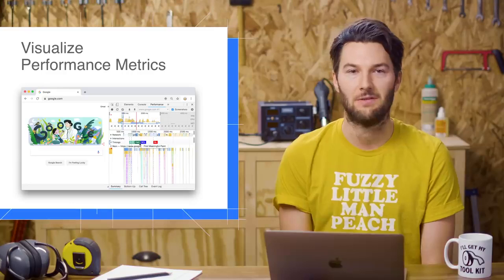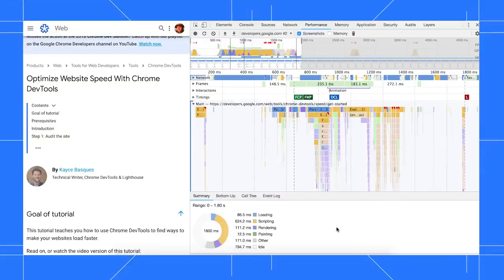The timing section of the performance panel now includes performance metrics. Here I've got a performance recording of our optimized site speed tutorial. The new performance metrics are here in the timing section.